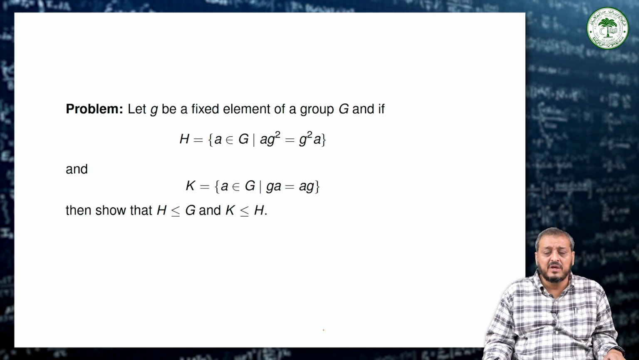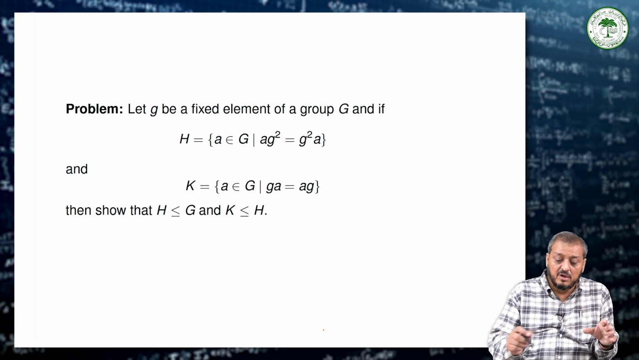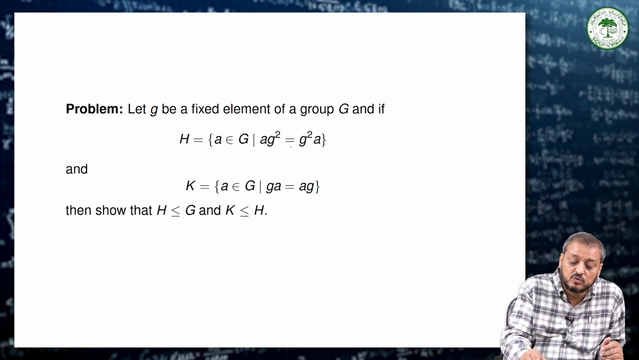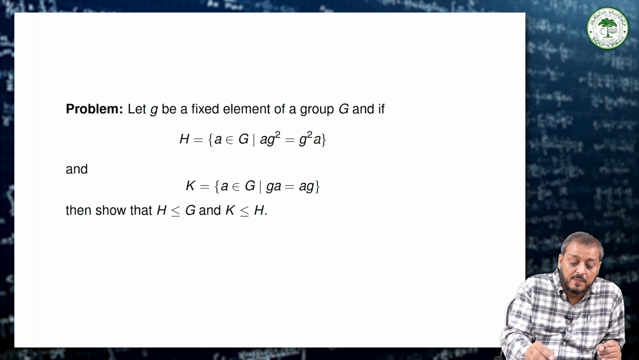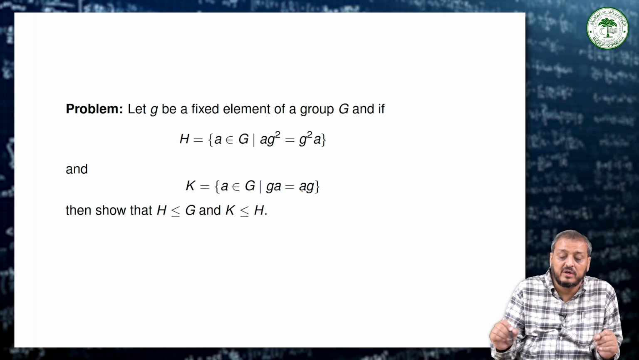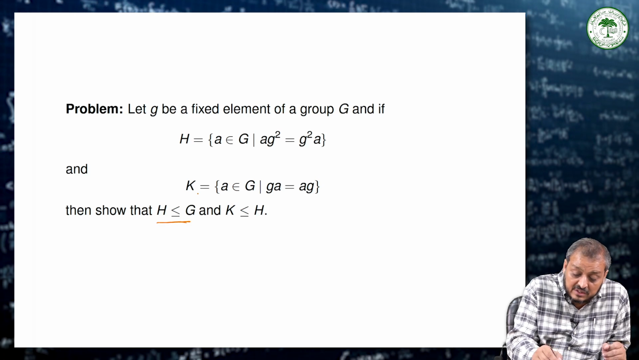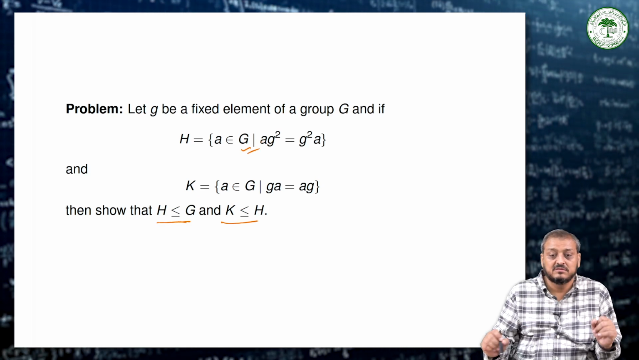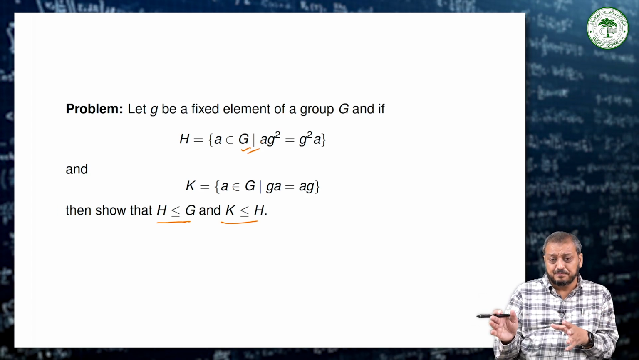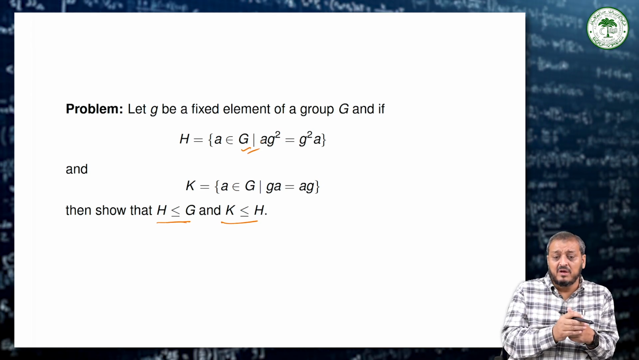We begin with the first problem. Let g be a fixed element of a group G, and let H be the set of all a belonging to G such that a g square is equal to g square a. And K is another set, the set of all a in G such that g a is equal to a g. Then we have to show that H is a subgroup of G and K is a subgroup of H. So we have two questions.